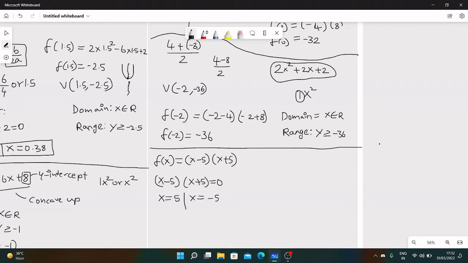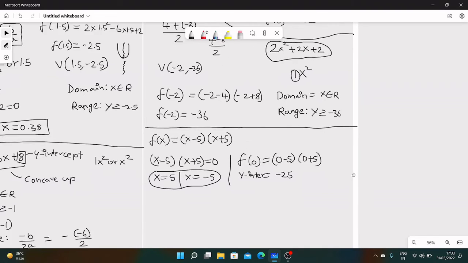Now we'll go to the y-intercept. To find the y-intercept, we need to make the input 0. So f of 0 will be 0 minus 5 and then 0 plus 5. So minus 5 times 5, and that's going to give us minus 25. That is our y-intercept, and then we have our x-intercepts right here. Done. Now we'll move on to the vertex.